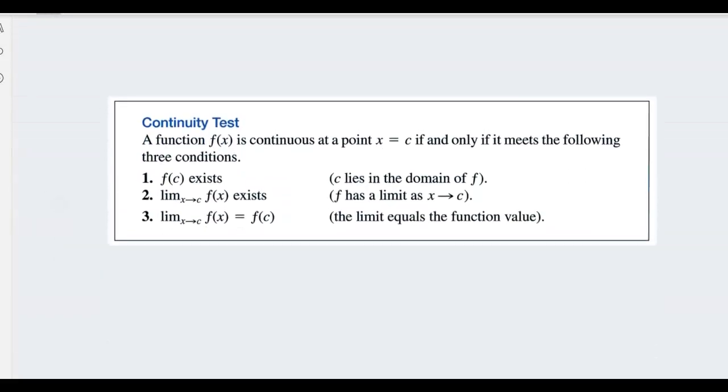So this is the test that we'll use to determine whether something is continuous. We first have to see that the point that we're trying to test for continuity is within the domain of the function. Obviously, we can't plug in a point that's maybe going to make the denominator equal 0 or have us taking the square root of a negative number. The limit has to exist as we approach the point in question. And the third, which is the most important, is that not only does the limit exist, but that the limit matches up with the function value.